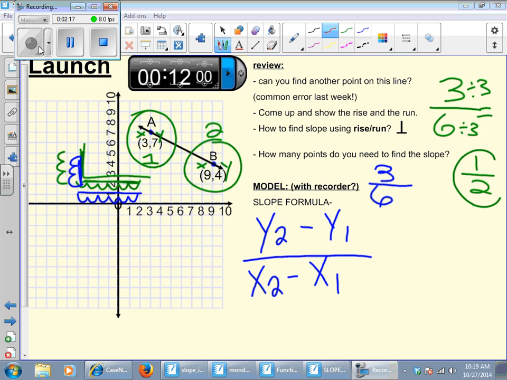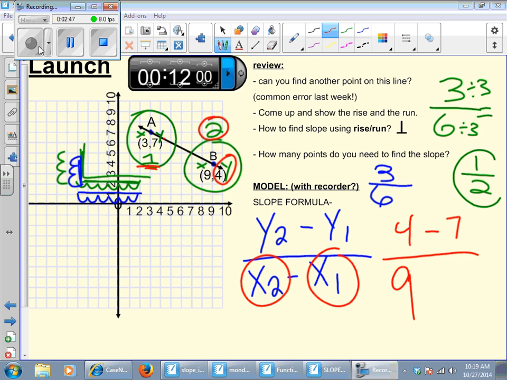Well, here's group 2, and here's my Y. So it's 4. Does that make sense? Group 2, Y. It's 4. Minus Y1. Group 1, Y is 7. Over X2, group 2, X is 9. X1, we go to group 1, X is 3. That is it. How do you solve this?